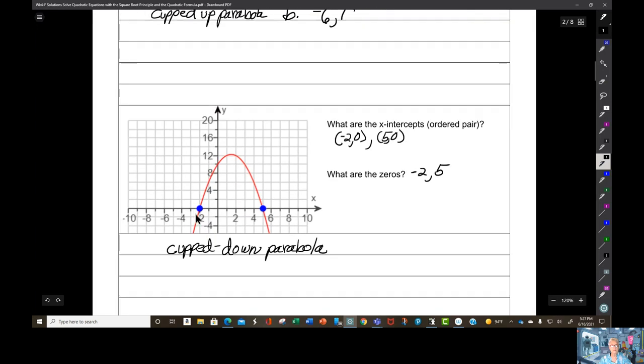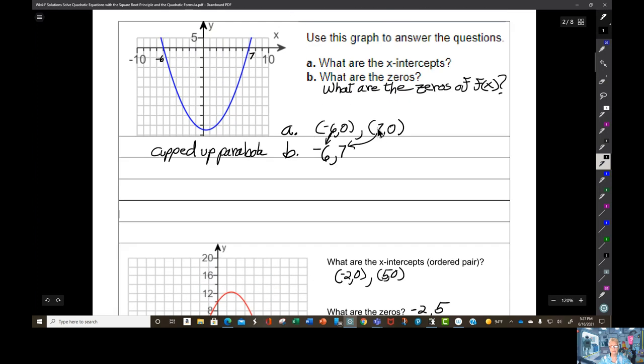These are real and rational solutions. Negative 6 can become a fraction just by putting it over 1. 7 can be made into a fraction just by putting it over 1. In fact, 7 can be made into a fraction by making it into 14 over 2. These are called real rational solutions. Actually, because we're talking about zeros, we're going to call them real, comma, rational zeros. Negative 6 and 7 are real, rational zeros.